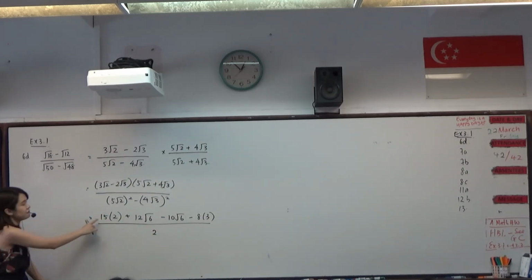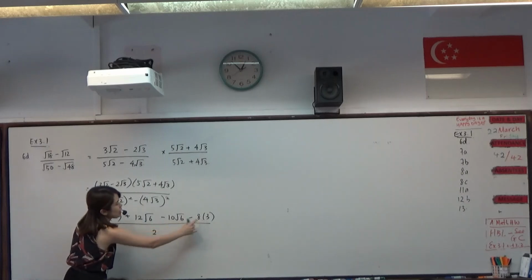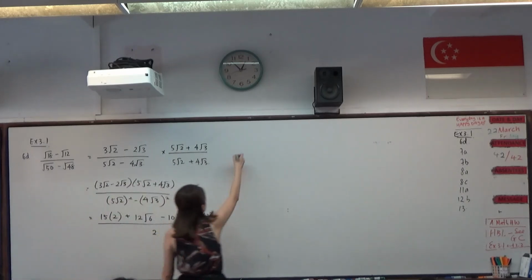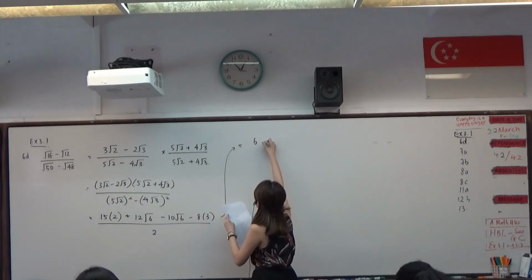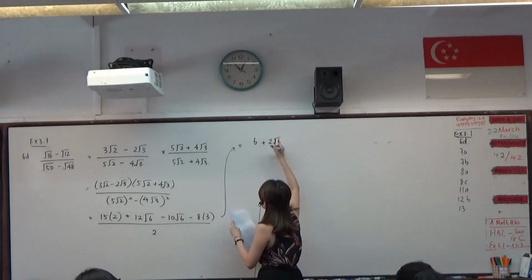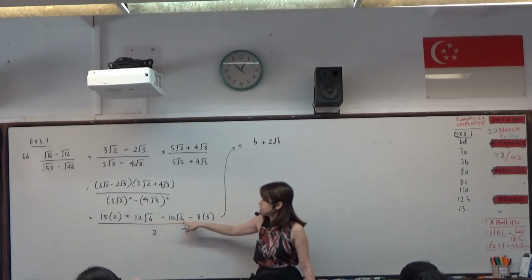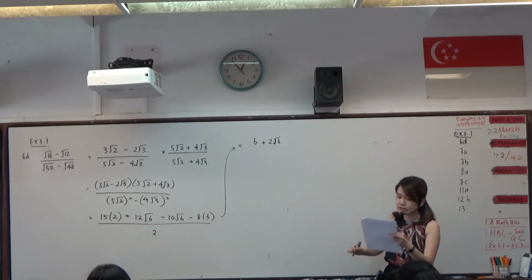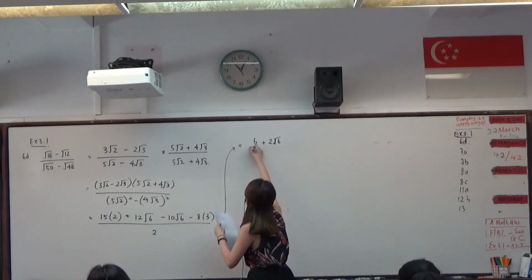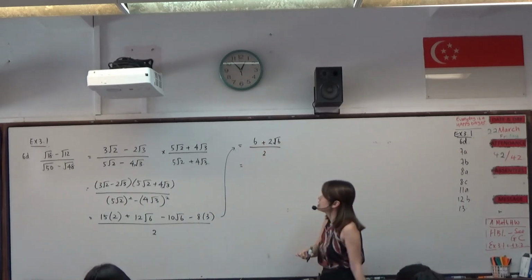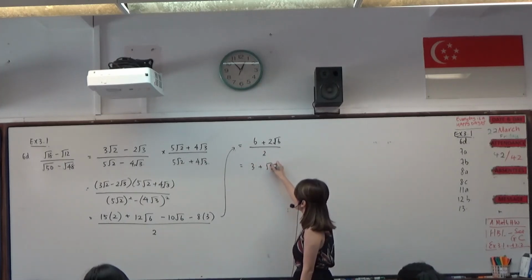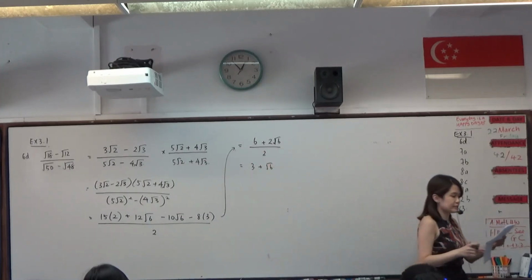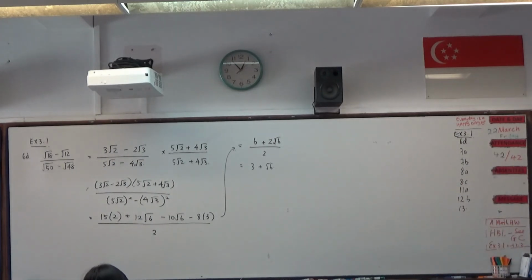So 15 times 2 is an integer. We subtract 8 times 3, they are the like terms, so we will get 6. 12 root 6 minus 10 root 6 will give us positive 2 root 6, divided by 2. Simplifying it, 6 divided by 2 is 3, 2 divided by 2 is 1. So we get 3 plus root 6. So that's how we do our question 6.